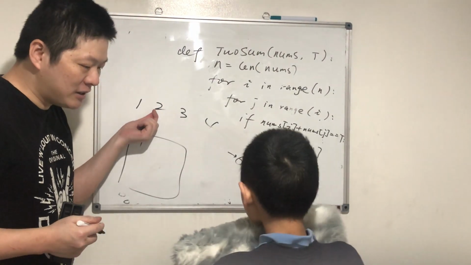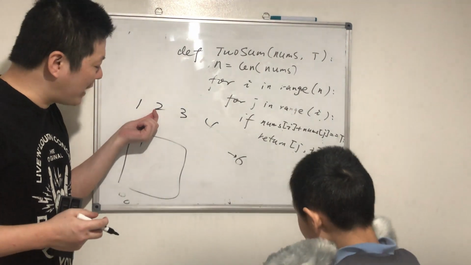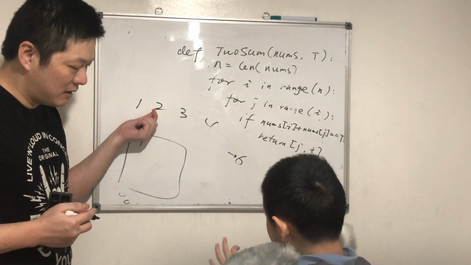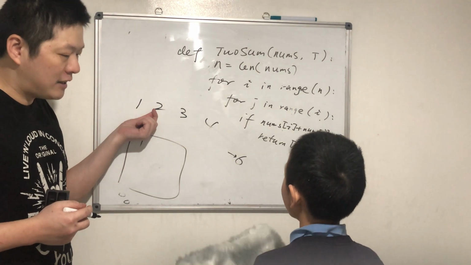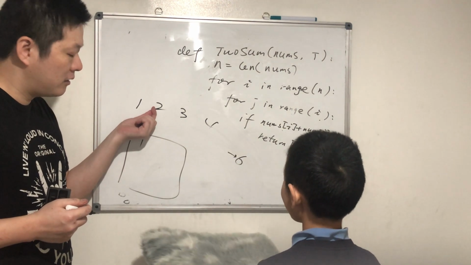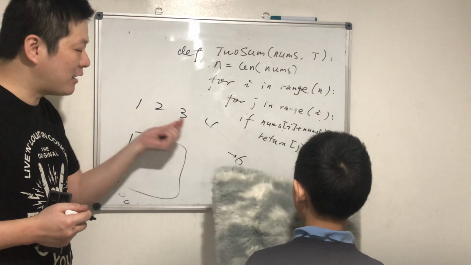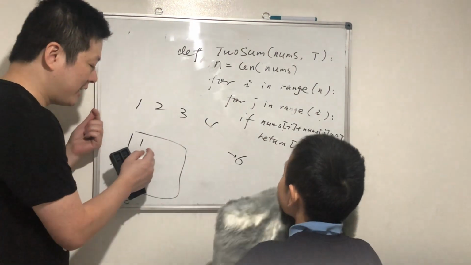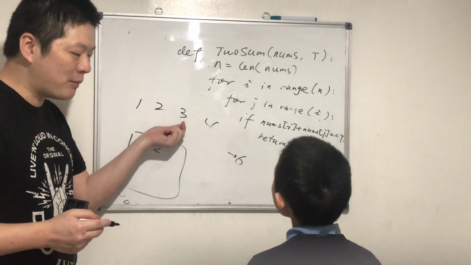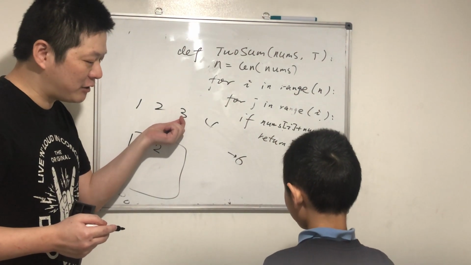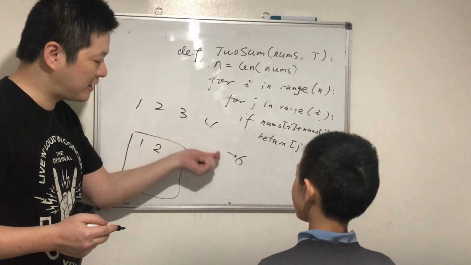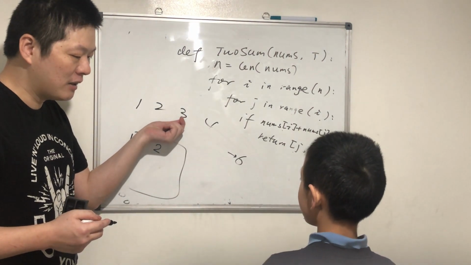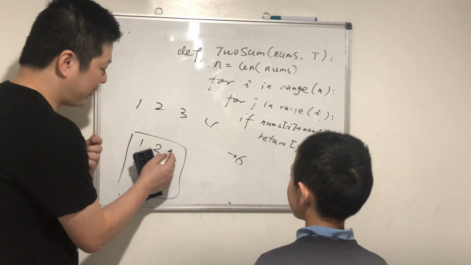Now 2. What number do I need to make 6? 4. Is 4 in the notebook? Not yet. We haven't seen it yet. So we put a 2 in here. Next, 3. What do I need to make 6? 3. Is 3 in the notebook? No. I put a 3 here.